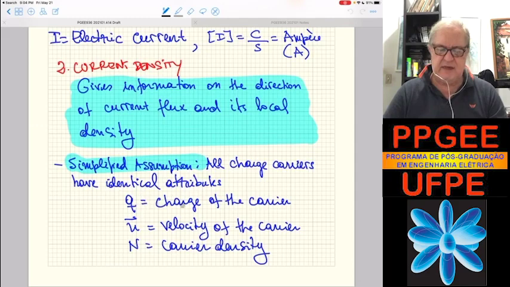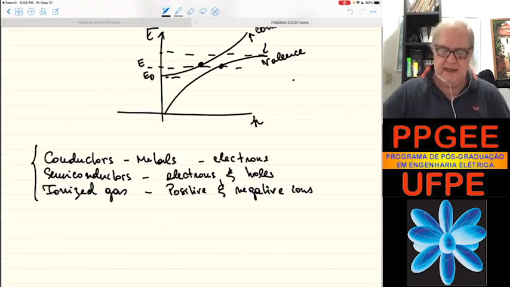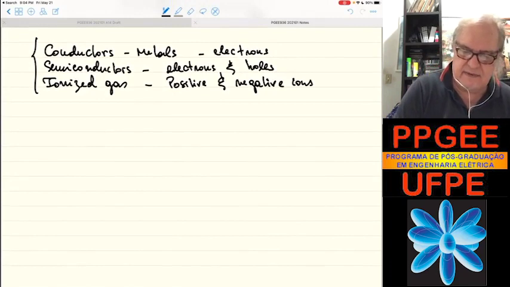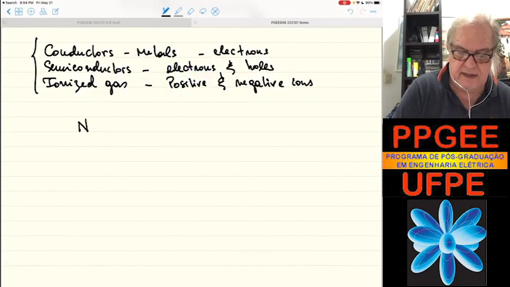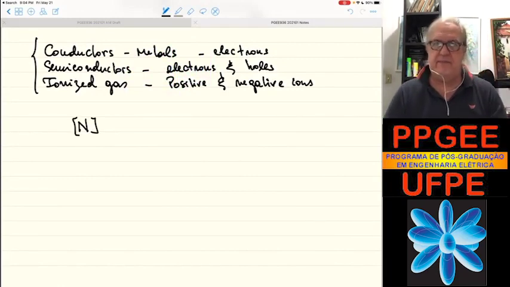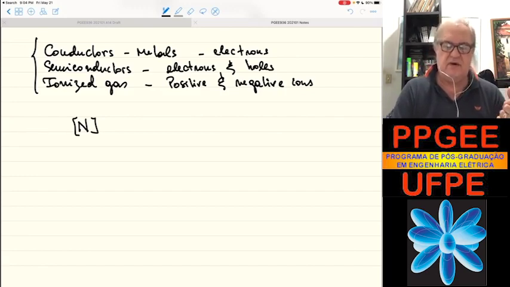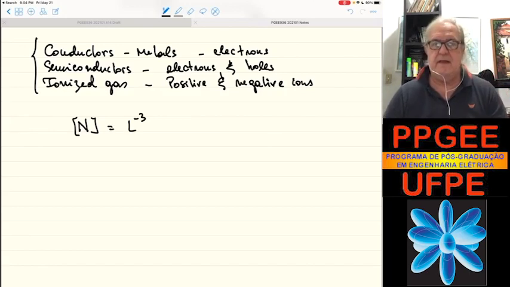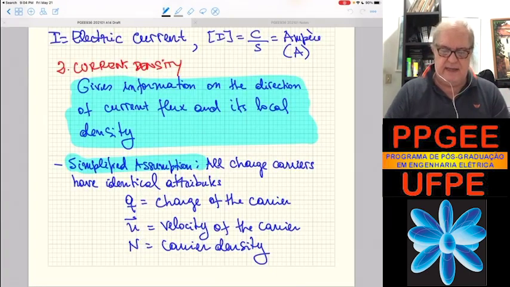So let's say that q is the charge of the carrier, u is the velocity, and n is the carrier density. So n is the charge density, measured in number of carriers per unit volume. So the unit is L to the minus 3. Okay.